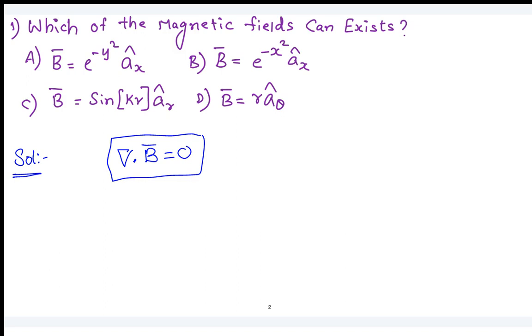First you calculate the divergence for option A. Is it coming 0 or not? For the first one, the divergence is simply the differentiation of the Ax coefficient. If you differentiate e power minus y square with respect to x, you will always get 0 because there is no x term. So do it for B, C and D also, which should come non-zero. Then only you can conclude option A.